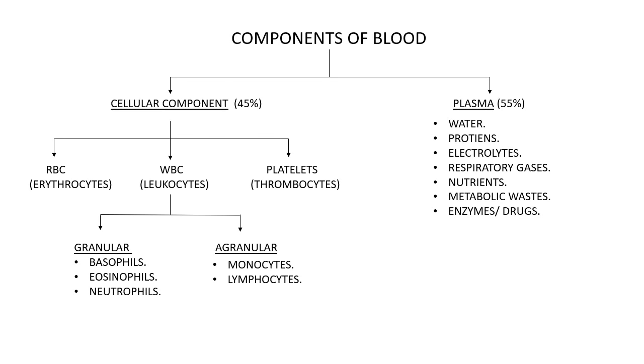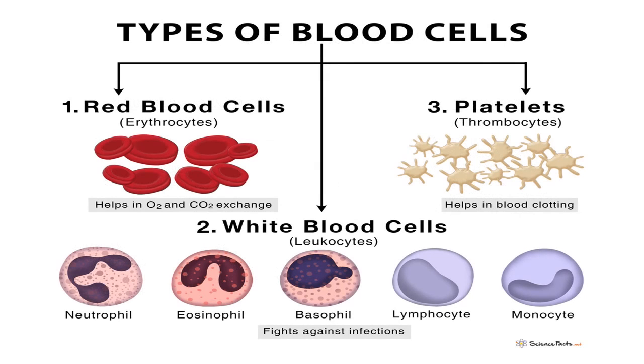Blood plasma contains water, proteins, electrolytes, respiratory gases, nutrients, metabolic wastes, enzymes, and drugs. Moving on to the diagram of cellular components. Red blood cells help in oxygen and carbon dioxide exchange. White blood cells fight against infections. Platelets help in blood clotting.